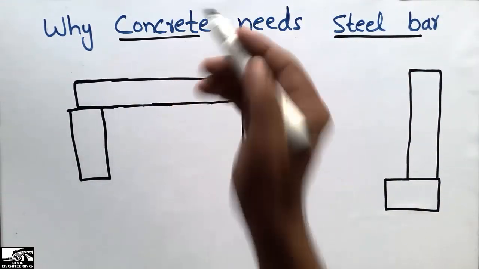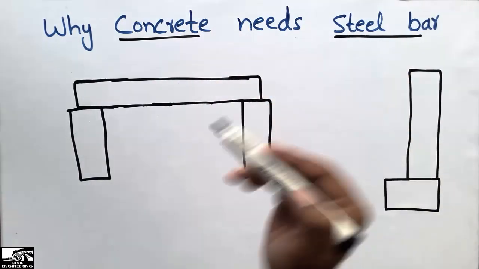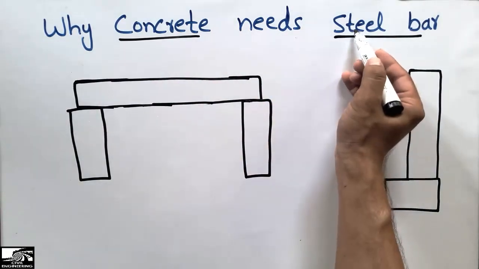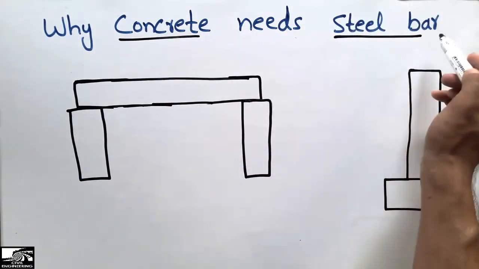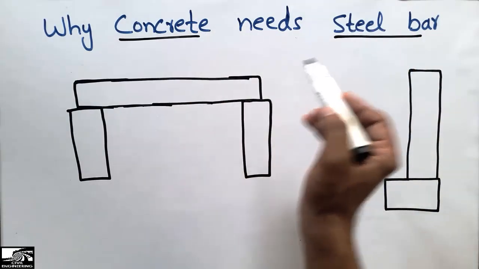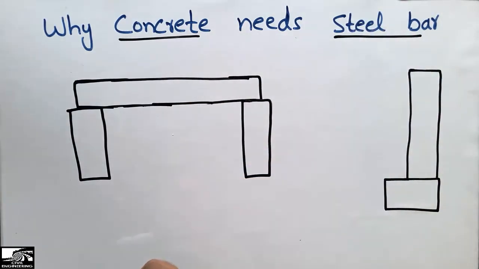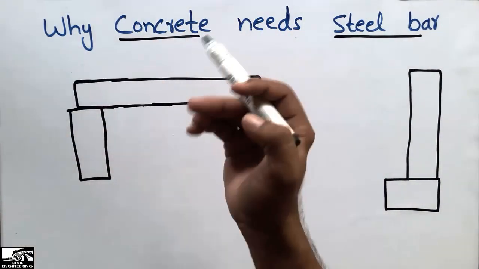The basic purpose of the steel bars used in concrete is that concrete is strong in compression but weak in tension. So we use steel bars, because steel bars have a high tensile strength and are more resistant to tension. Steel is used in concrete to take the tensile stresses, because concrete cannot take tensile stresses in the structure.